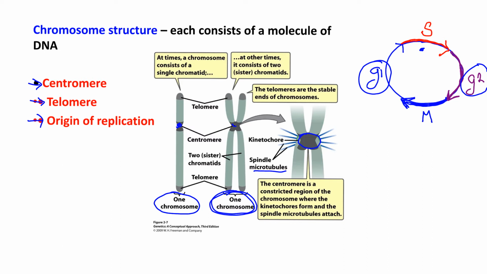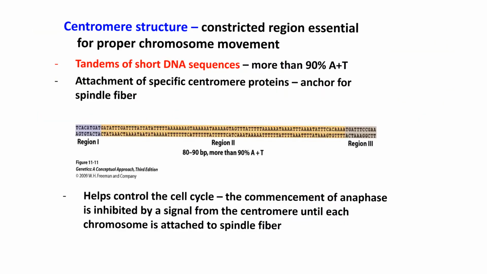Now telomeres you find at the end of each DNA molecule, and the telomere protects the ends of the chromosome, which are normally sticky. If you eliminate telomeres, the chromosomes will interact with each other, will aggregate, and will actually lose functionality. So let's now discuss in a little more detail centromere and telomere structure.